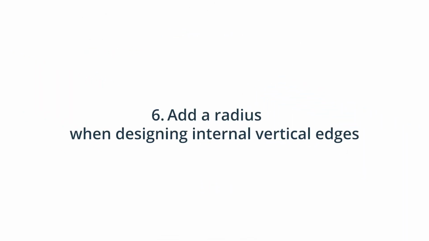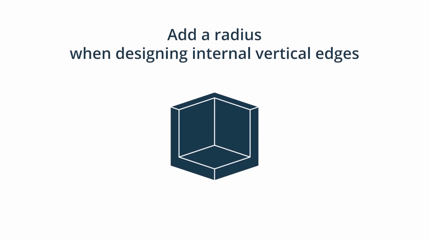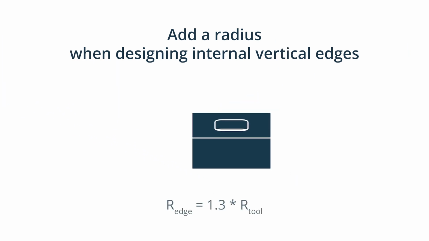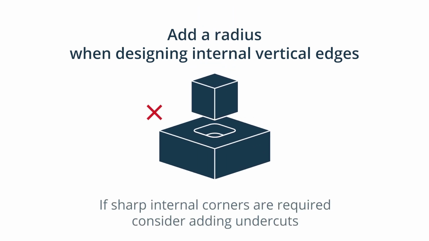6. Add a radius when designing internal vertical edges. Most cutting tools are cylindrical and cannot machine sharp internal edges, meaning it is important to add a radius to internal edges in your design. To avoid unnecessary wear and tear of the tool, a good rule of thumb is to add a radius of 130% of the milling tool radius. If you need sharp internal corners, consider adding undercuts instead of reducing the edge radius.